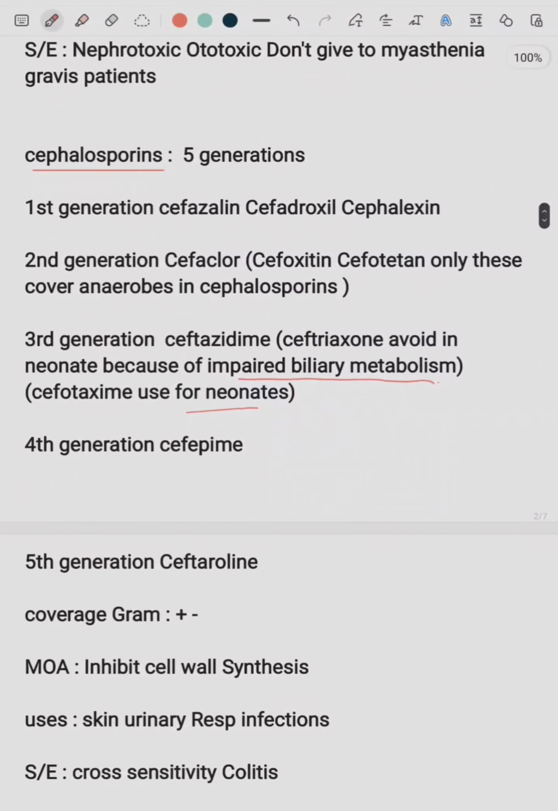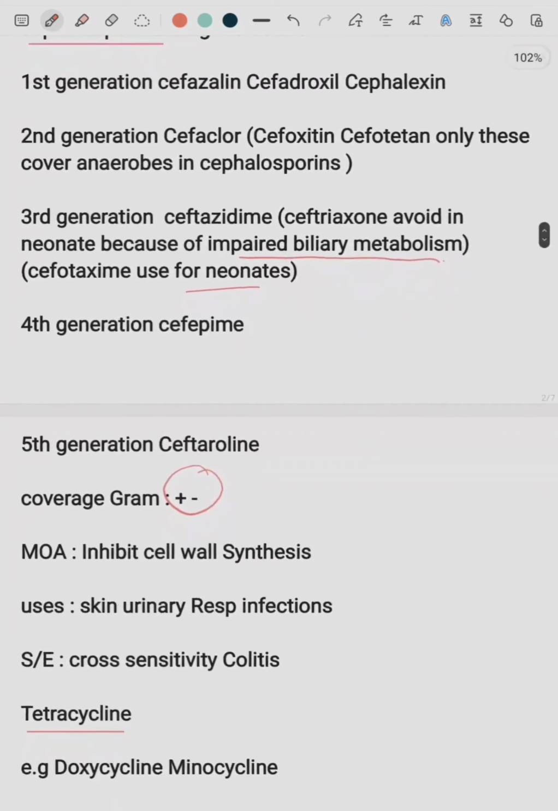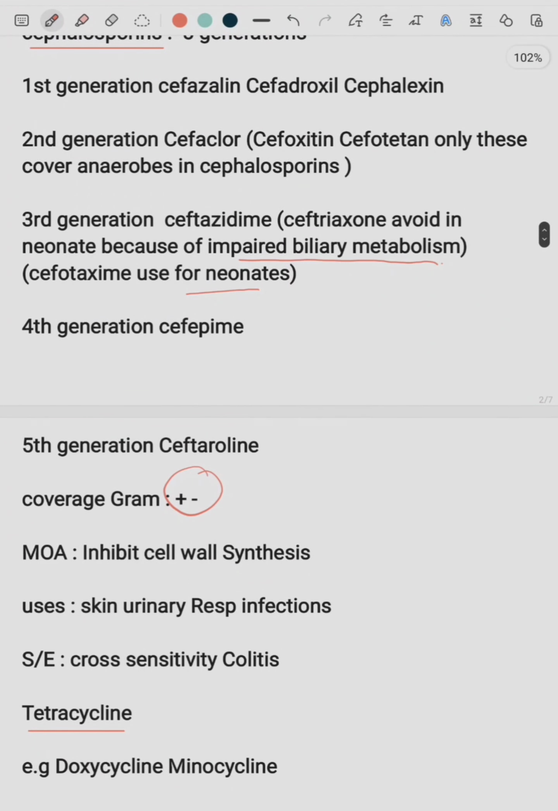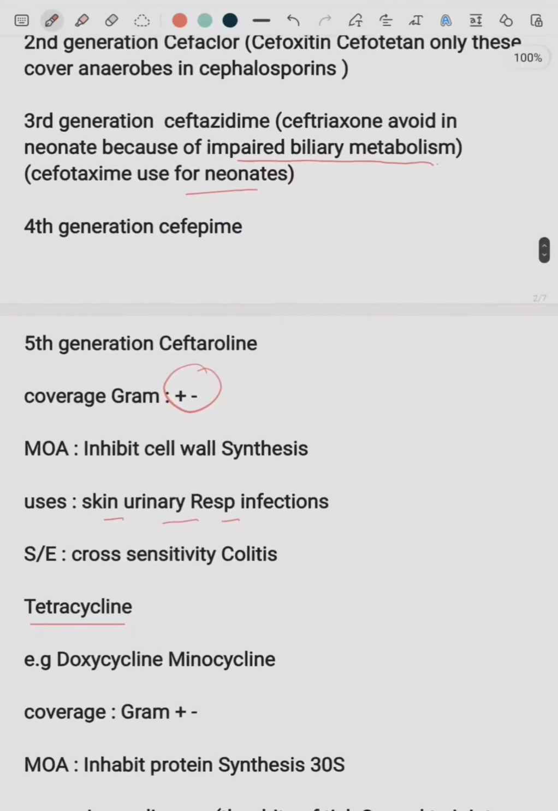Next, the fourth generation is cefepime, and the fifth generation is ceftaroline. Its coverage is gram positive and gram negative, and the mechanism of action is to inhibit cell wall synthesis. Its uses are skin, urinary, and respiratory infections. The side effects are cross sensitivity and colitis.